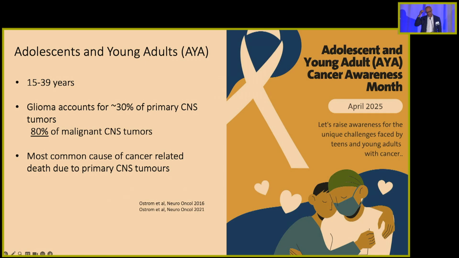But I'm going to show you data over the next little while. This is also biologically a distinct group. If you look at these patients, gliomas account for about a third of primary CNS tumors in this group, and 80% of those are malignant. So these are serious diseases that we're seeing in this group. And in fact, the most common cause of cancer-related death in adolescent and young adult people are CNS tumors.